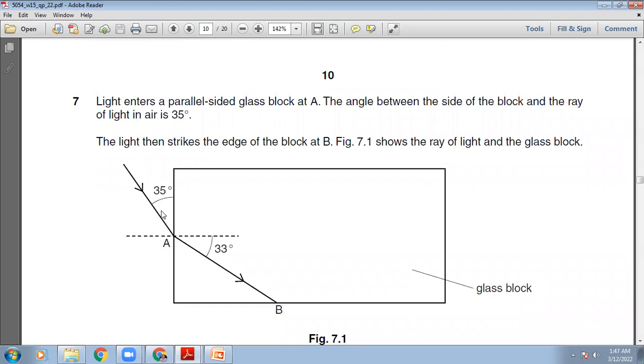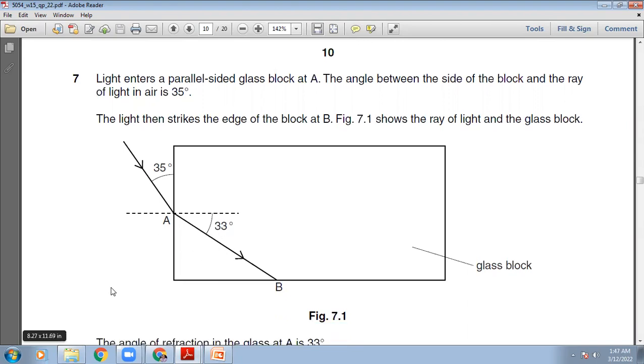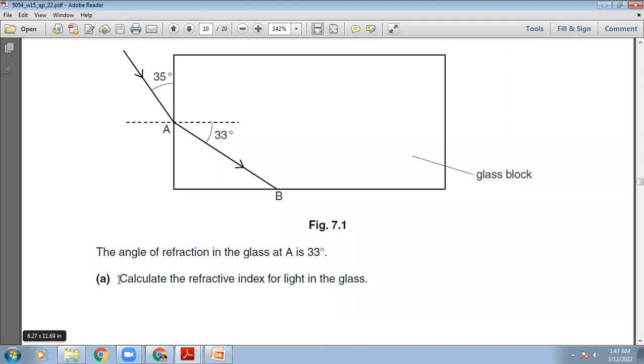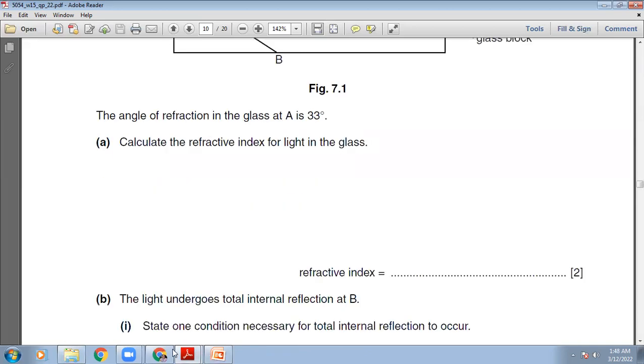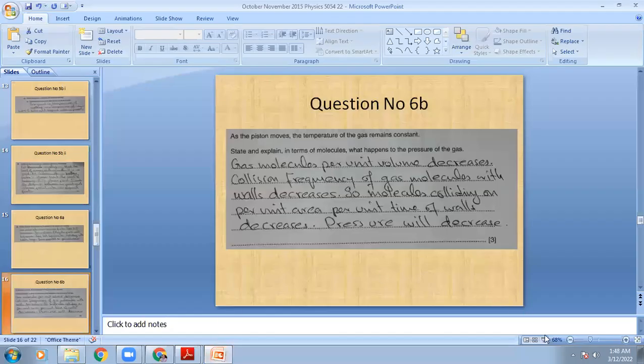Okay. So the angle of incidence will be this one. It will be 90 minus 35. You can find the angle of incidence. And this is the angle of refraction, that's 33. So I can find the refractive index. The refractive index is represented with n. So the formula is n equals sine i divided by sine r. It's a 2 marks numerical. So let me show you.